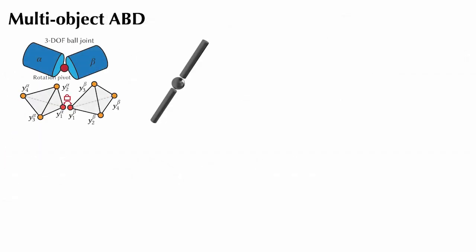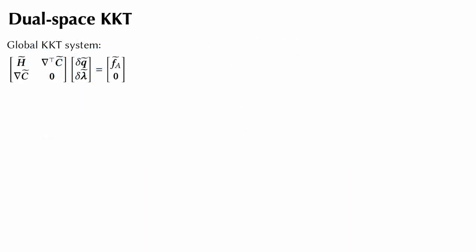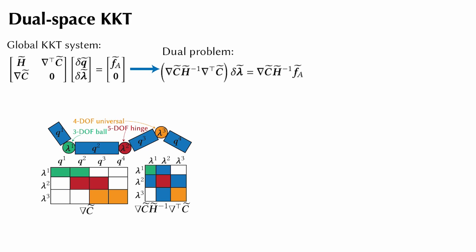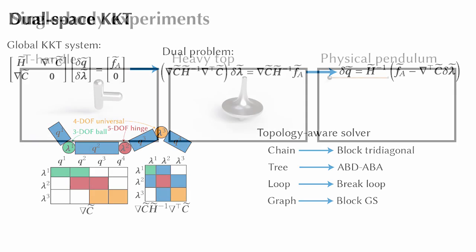For multi-body systems, we represent each body with control points, making joint constraints simple point relations. We solve this problem in the dual space, a smaller system determined by joint connectivity. This enables topology-aware solvers. Then we recover per-body updates by back substitution.